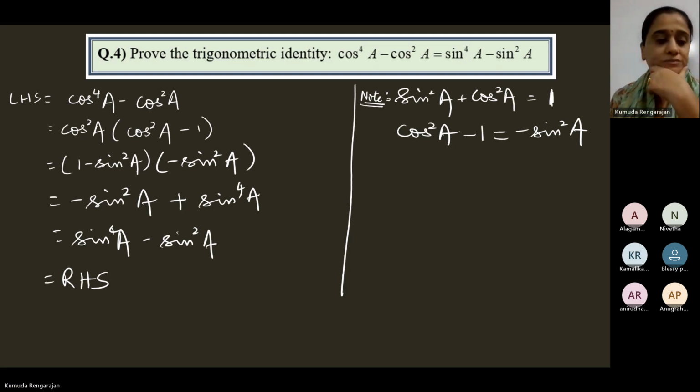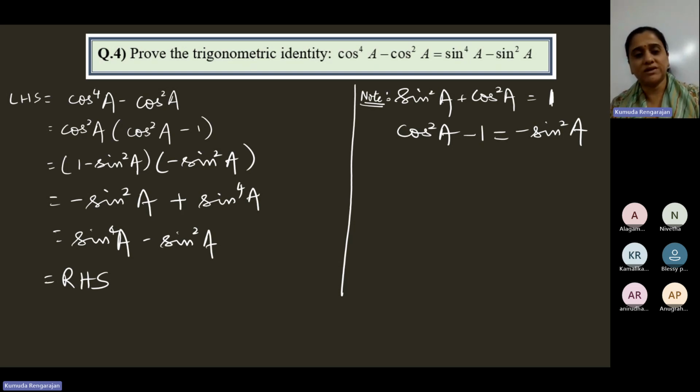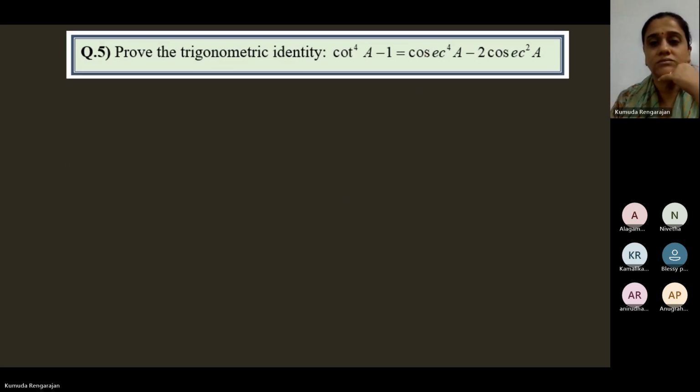Finished? So first we take out common. Then we look at the RHS, it's only sine. So cos square A is 1 minus sin square A. Cos square A minus 1 is minus sin square A. After this, you just have to multiply. And we get the RHS. Okay. Next one.